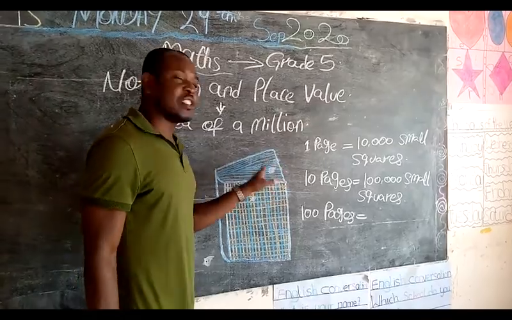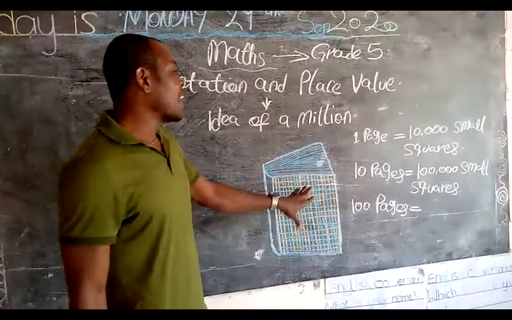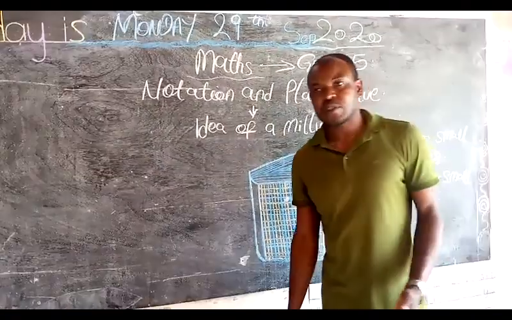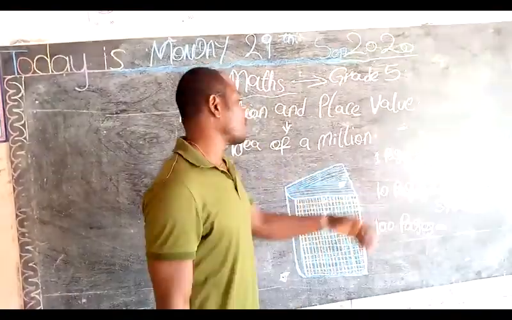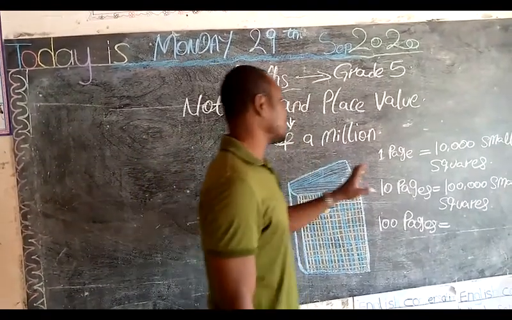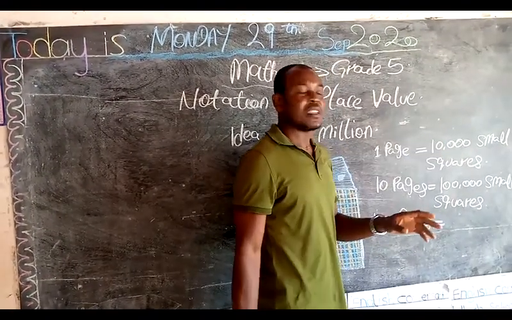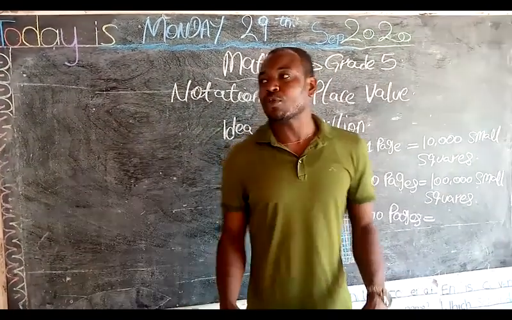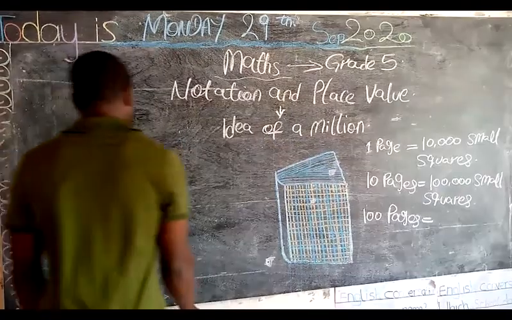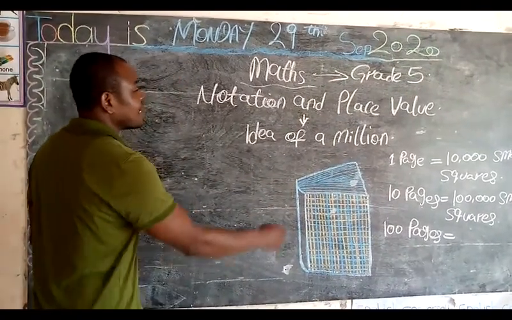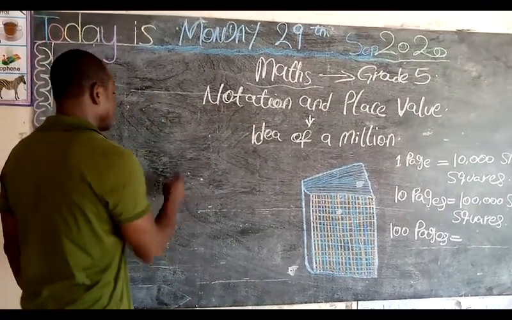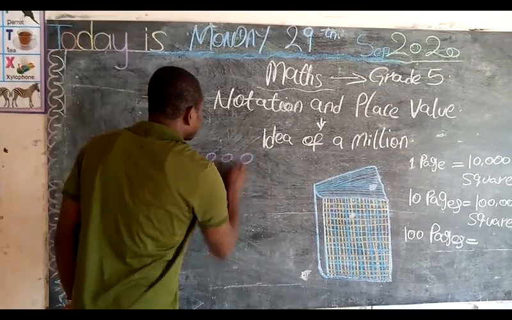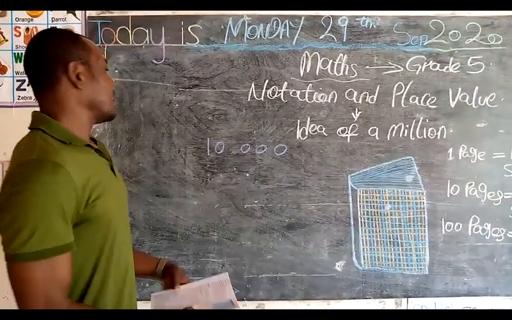Now, 10 pages of this book has 100,000 small squares. How do you get the 100,000 small squares? It's simple. If one page has 10,000 small squares, then 10 pages should have 100,000 small squares. Let's look at how we come about this. We say one page has 10,000 small squares. You put down your 10,000. That is for one page.